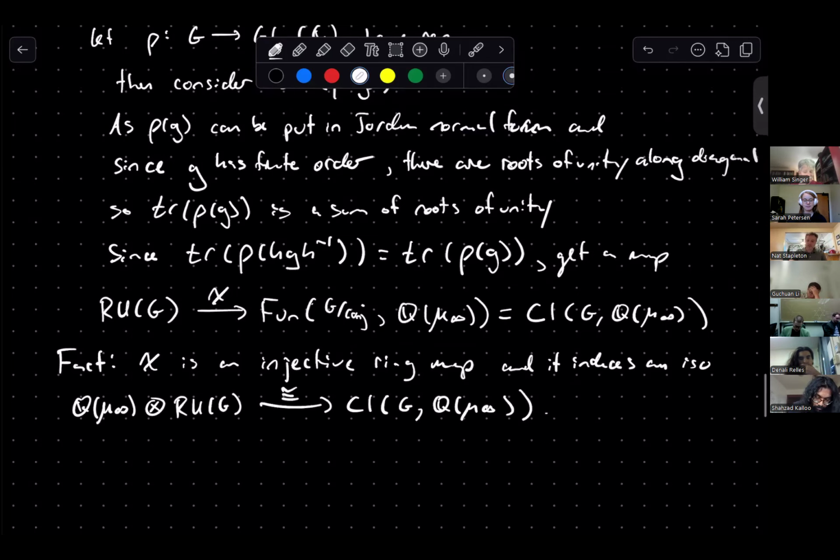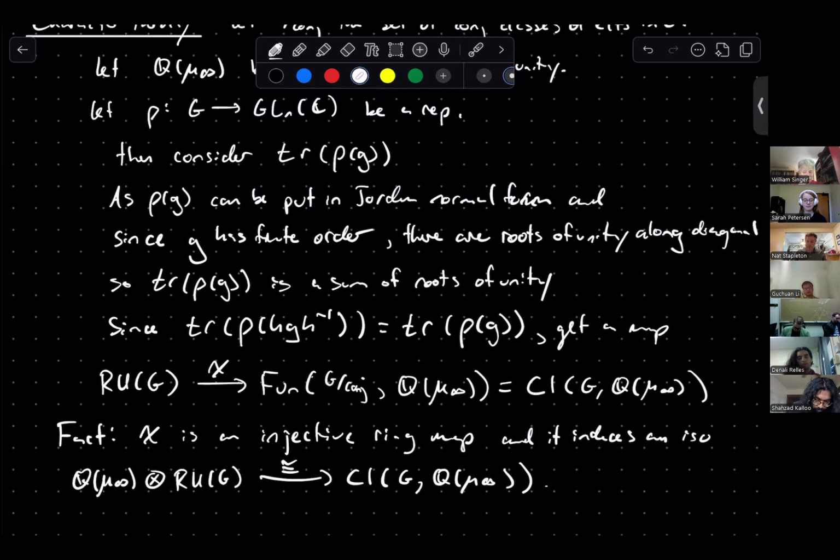This process gives us a ring map from RU of G, which is a commutative ring that's kind of hard to understand because I need to understand something about the way that tensor products of irreducibles decompose into sums of irreducibles, to a very simple ring, which is just a product of Q adjoin mu infinities, a product of fields. And this map is an injective ring map, so RU of G actually sits inside of this product. And after I do this base change, I get the product. So the failure of RU of G to be a product is exactly rationalizing and adjoining some roots of unity.